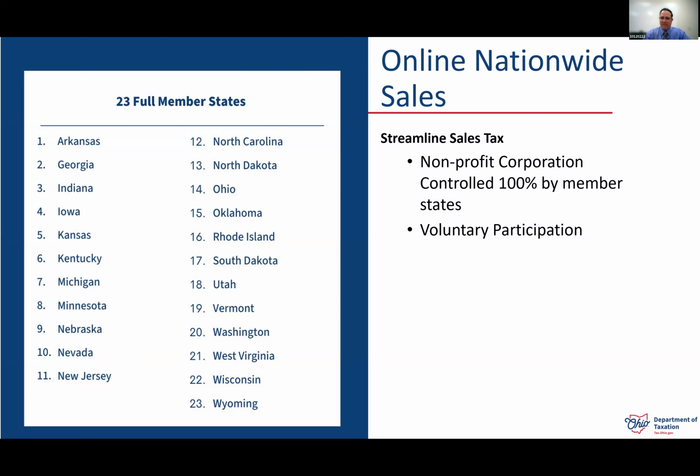So also regarding online nationwide sales, I did want to mention that Ohio is a part of streamlined sales tax. This is where states get together to make tax laws uniform to try to ease the burden on the vendors. There are 23 states included that I have listed there on the left-hand side of the slide. Streamlined is a nonprofit organization and a member's participation is strictly voluntary.